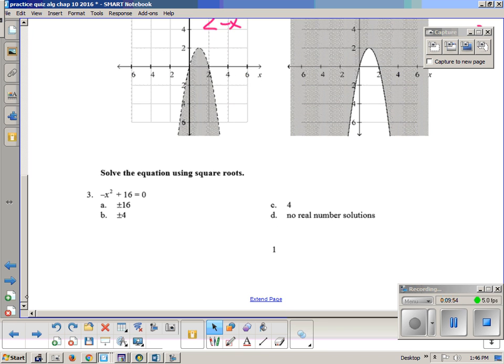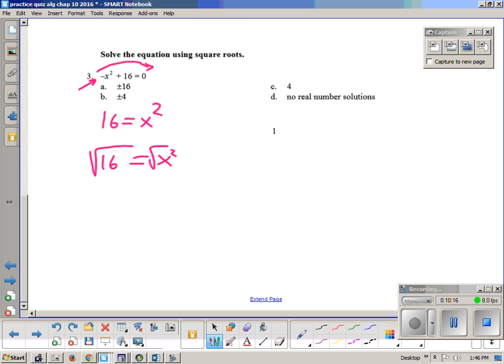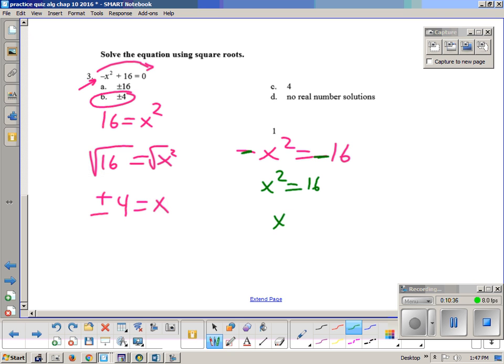Solve the equation using square roots. Now be careful of this negative out here. What you want to do is send this to the other side. So you get 16 equals x squared. Then you're going to take the square root of both sides. And when you take the square root, you're going to get plus or minus 4 equals x. So be careful with that. You could bring the 16 over first, and now you have negatives on both sides of the equation, but that's going to make them positive, which again is x equals plus or minus 4. Be careful with these on the quiz tomorrow.